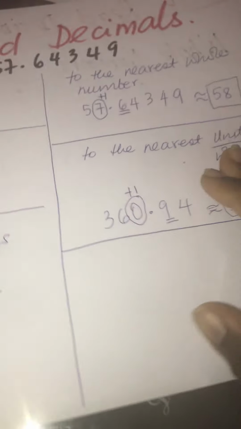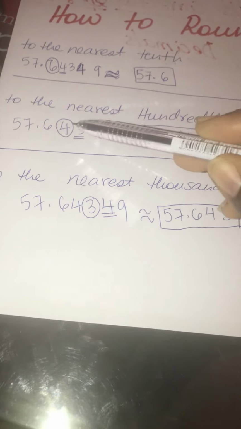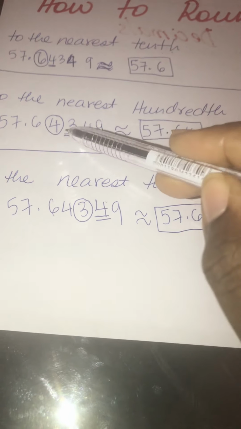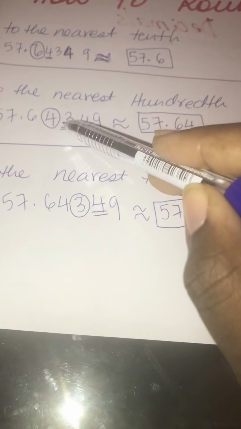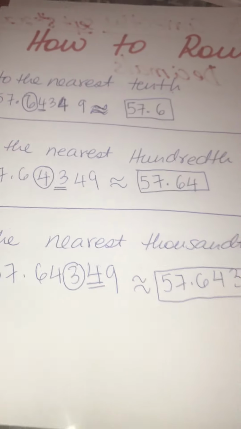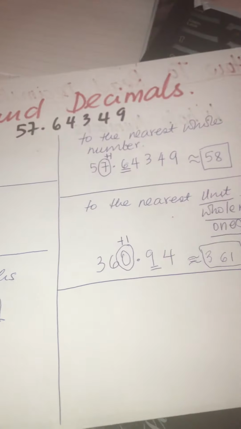So that is how you do that. That is how you round decimals correctly. The circle is the question. And you underline the digit immediately after the circle, on the right side. Okay? So that's how you round decimals correctly.